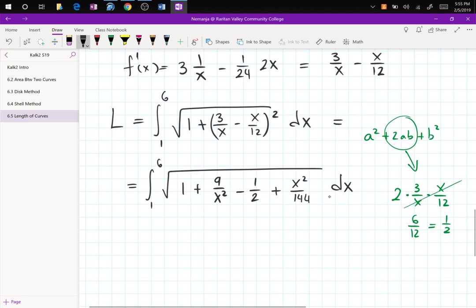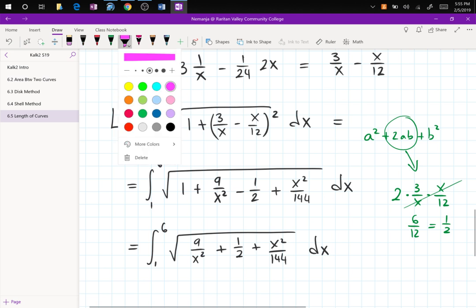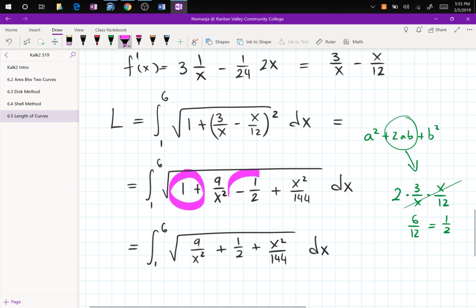Now, the only thing I can do is to make it positive 1/2. Great. So this is going to be 9 over x squared plus 1/2 plus x squared over 144 dx. I added, why is this yellow now? Boom. Added these two, to create positive 1/2. Are we all agreeing on that? 1 minus 1/2 is half.